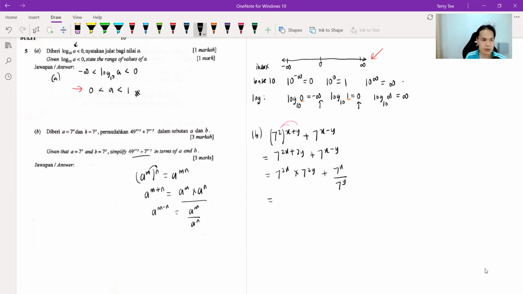Now, before you substitute, because we need 7 power x, right? Maybe I can switch the position of 2 and x. I put the 2 outside. Now, remember, this a power m power n, we can put mn together. We can even put n inside, m outside. Just switch their position. This will be 7 power y with the 2. And this is 7 power x, 7 power y.